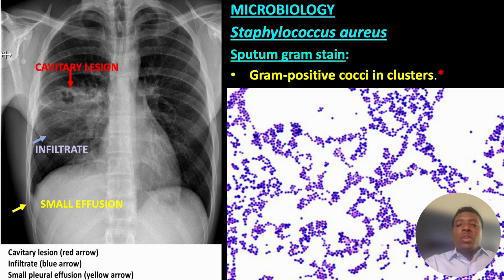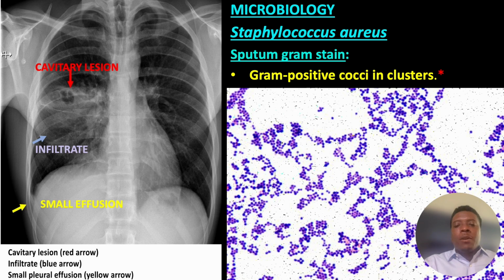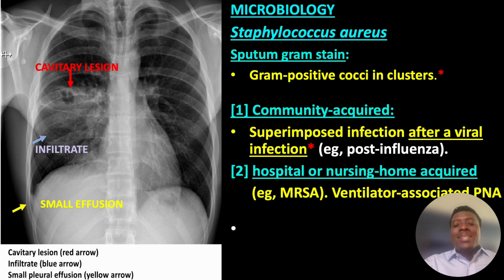Now, another bacteria you should be familiar with is going to be Staph aureus. Now, the key gram stain for this would be gram-positive cocci in clusters is how I would describe Staph aureus on an exam itself. Now, in terms of community-acquired, it's not a common cause of community-acquired pneumonia. However, if someone had a recent viral infection, like post-influenza, then Staph aureus could be a secondary bacterial infection. So community-acquired is usually in the setting of a recent viral infection.